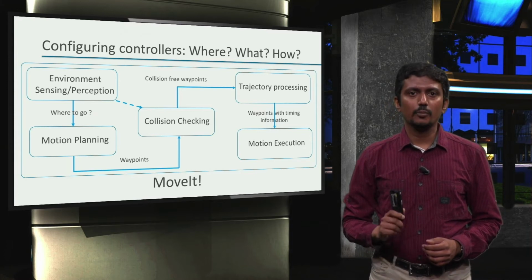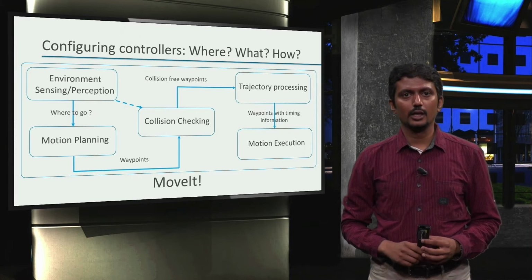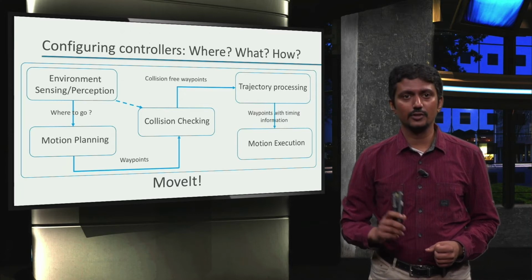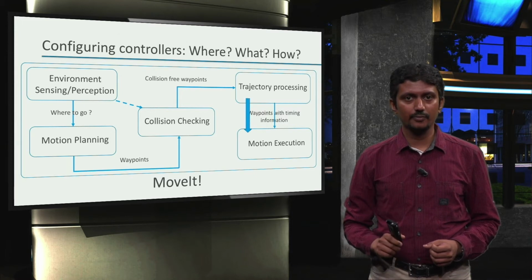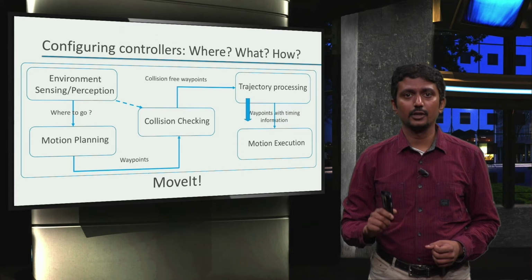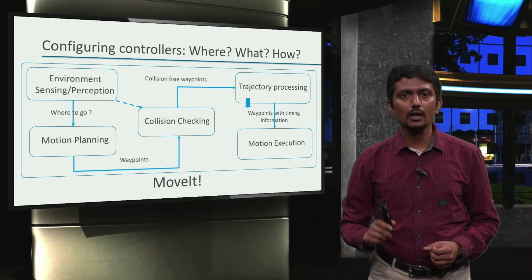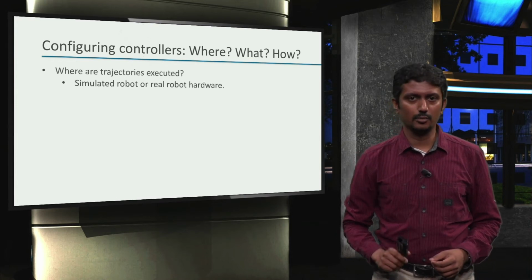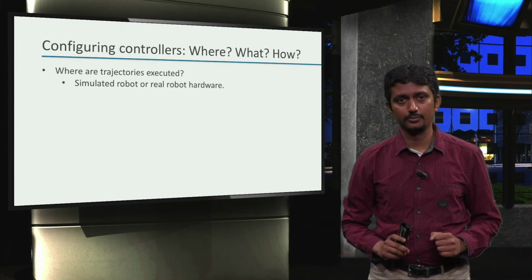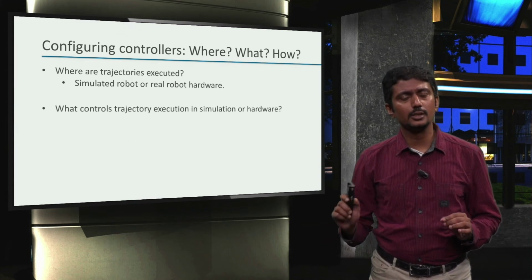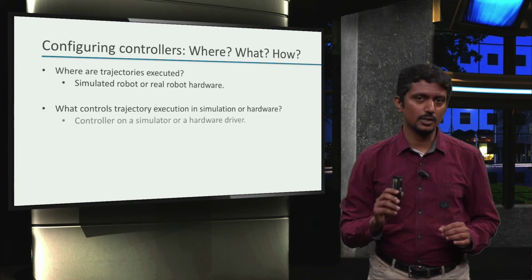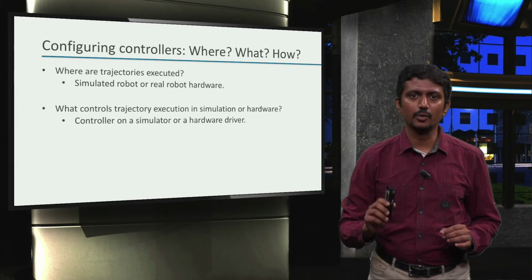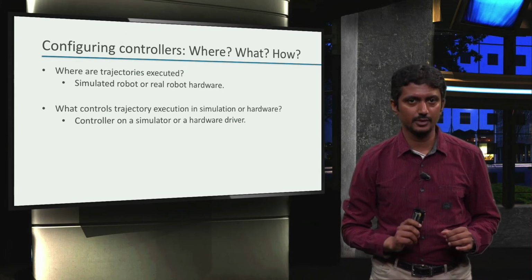So let's again look back at our manipulation overview. As we saw in the last video, the controllers file was a part of trajectory execution launch files. In essence, we are focusing on the part where we are ready to execute a motion. Now, where are trajectories executed? On a simulated robot or on real hardware. What controls trajectory execution in simulation or real hardware? A controller on the simulator or a hardware driver that can move the robot joints by taking the provided waypoints and timing information as reference.